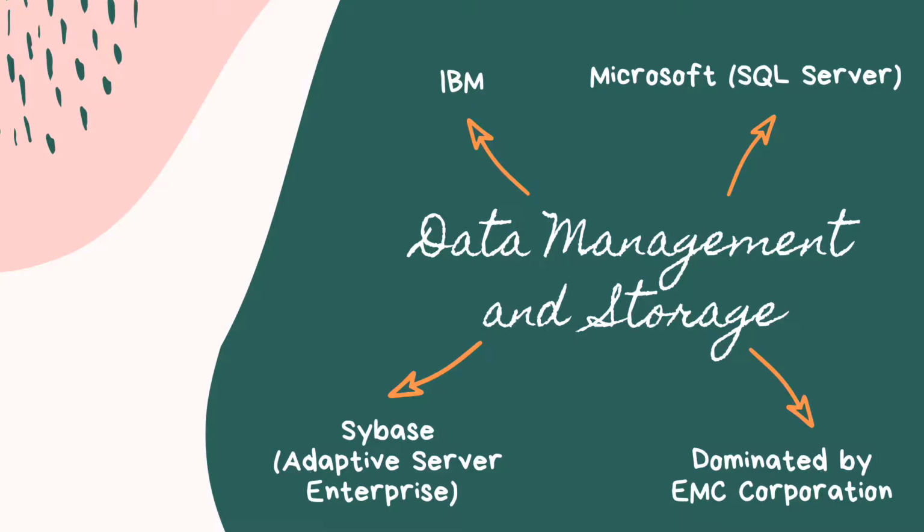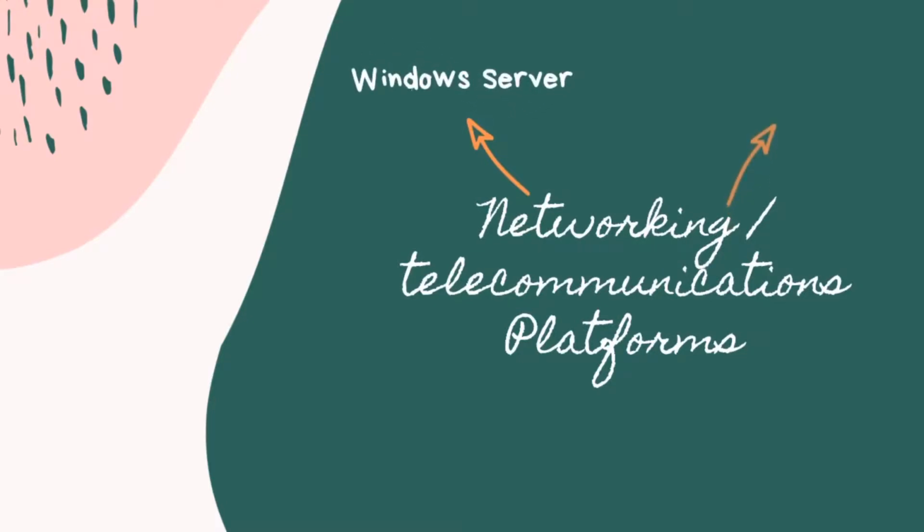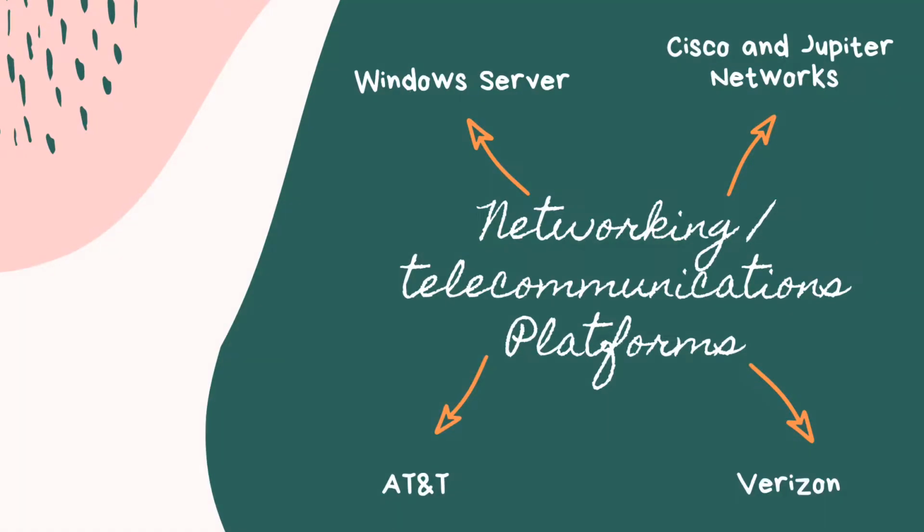Let's move on to number 5, which is networking and telecommunication platforms. For local area networks, the LAN operating system predominantly used is Windows Server, while Linux and Unix are used for enterprise-wide area networks. Cisco and Juniper Networks are leading networking hardware providers, while AT&T and Verizon are leading telecommunication service vendors. These two markets are exploding with new providers of cellular wireless, high-speed internet, and internet telephone services.